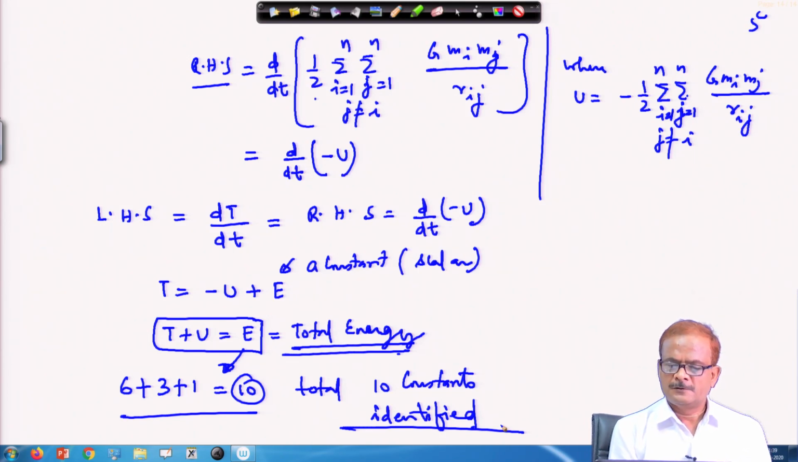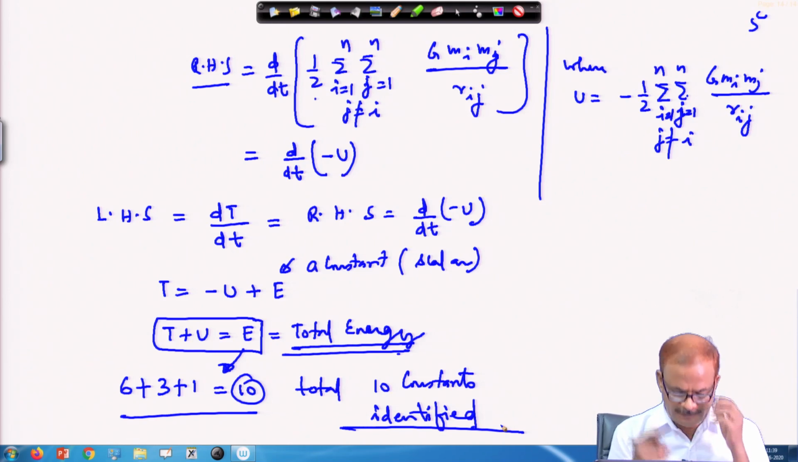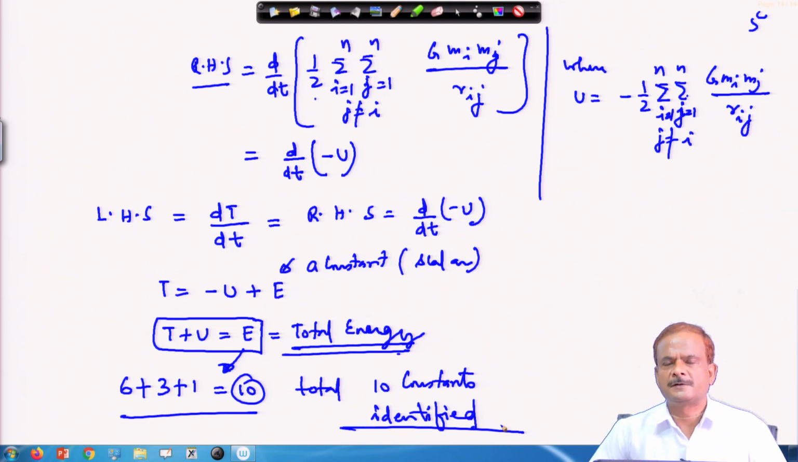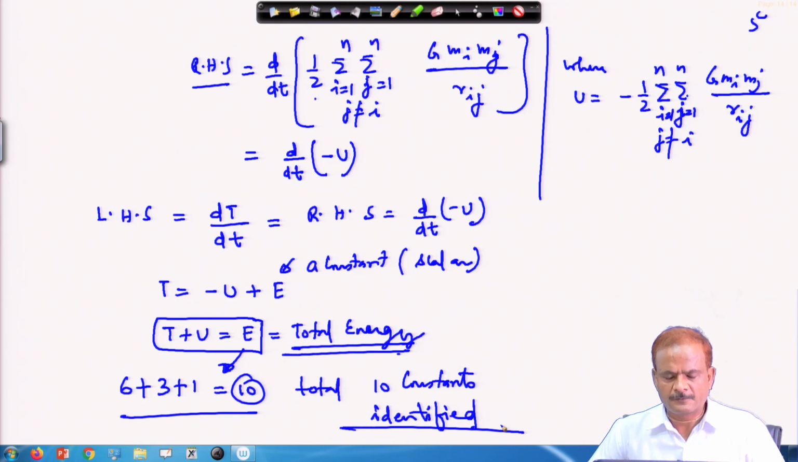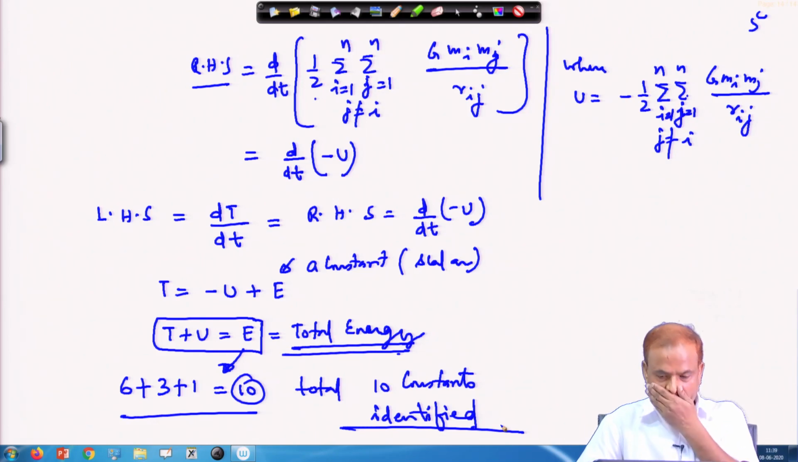So, the total energy of a system of particles remains constant. It is moving under mutual gravitational acceleration, and it is free from all external forces. Moreover, we are assuming that there is no dissipation of energy anywhere.